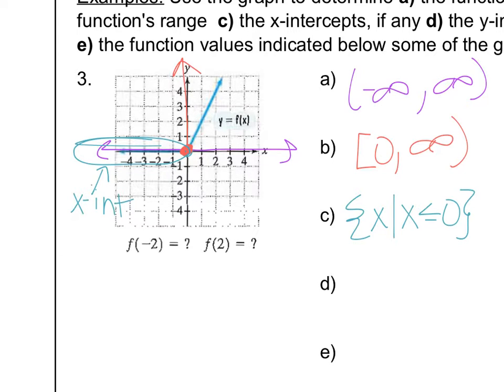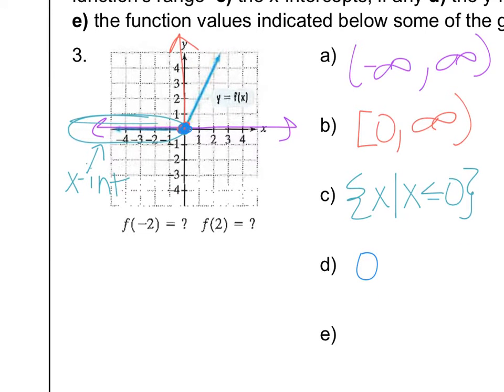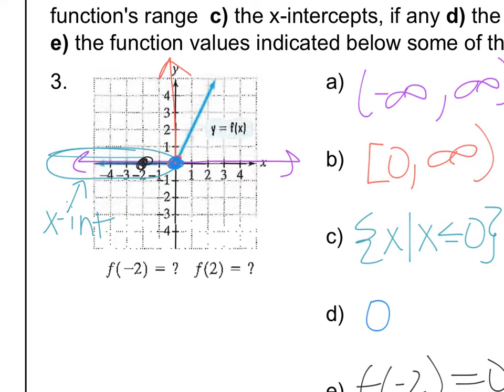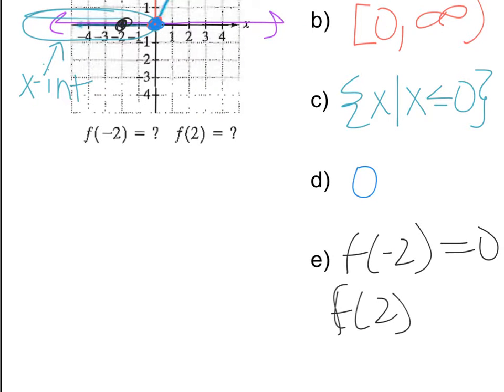What about the y-intercept? There will always only be one y-intercept, so it's just 0. And then do we understand this last part here? F of negative 2? F of negative 2 is 0, because again, you're looking on the graph where x is negative 2, and you're telling me the y value, so that's 0. You're finding that point. And what about f of positive 2? Should be up there at 4, yeah. Questions?